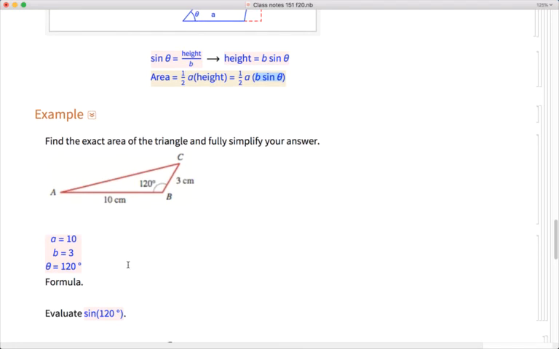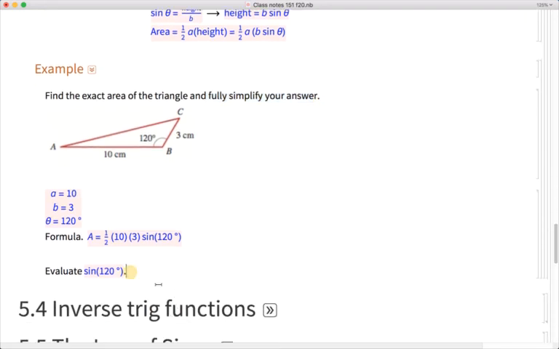All right, we're going to use the formula and then we're done. So find the exact area of this triangle and fully simplify your answer. Okay, so the sides are 10, 3, and the angle is 120. So the area is going to be 1/2 times 10 times 3 times sine 120 degrees. Okay, and that's the exact answer, and that's correct, but it asks to fully simplify your answer.